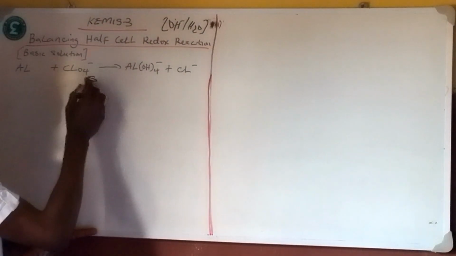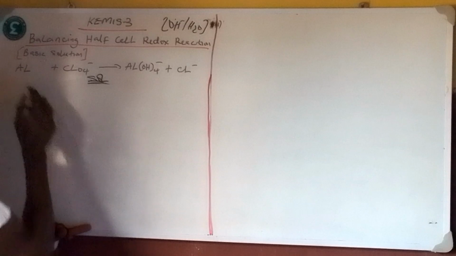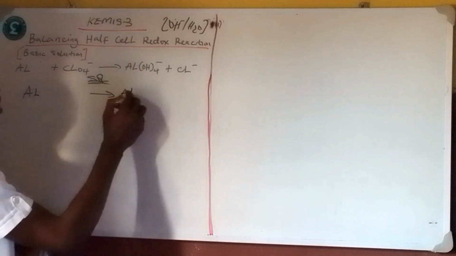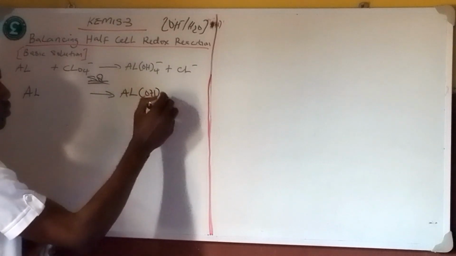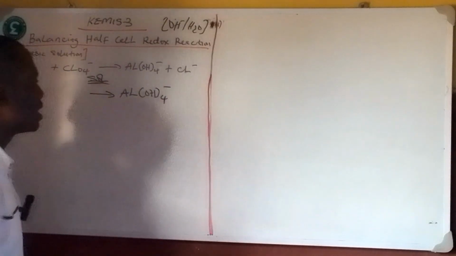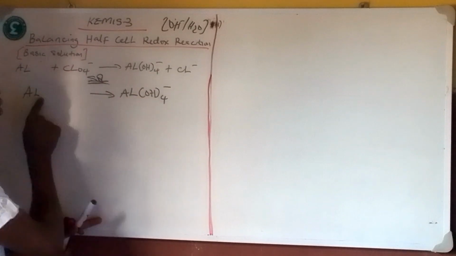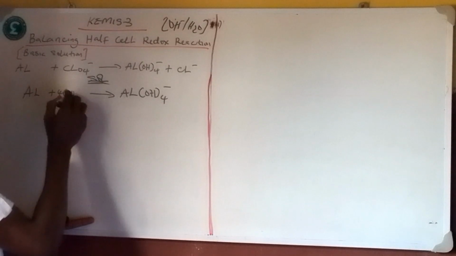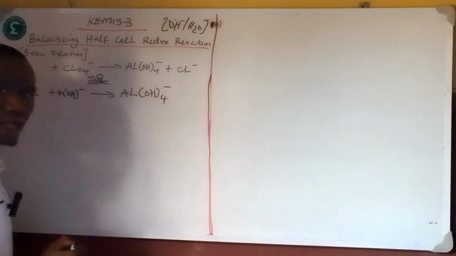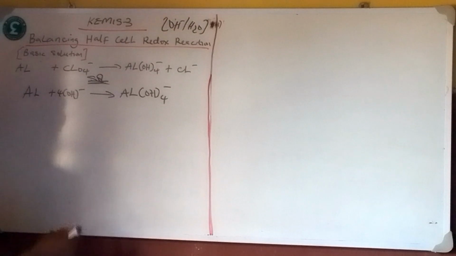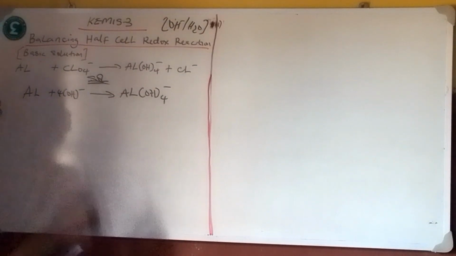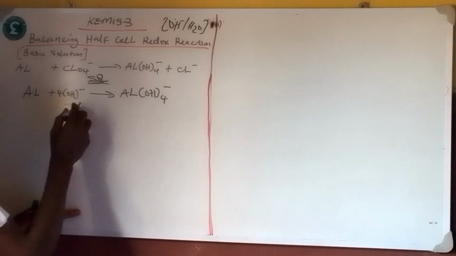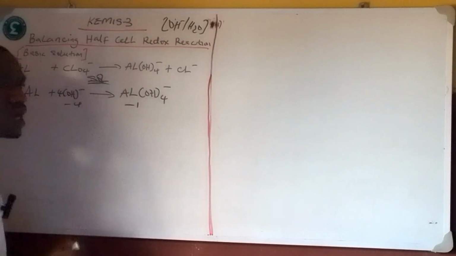Step 1, you need to divide the equation into two halves. I have aluminium, which gives me aluminium hydroxide. The first thing to notice is that there are 4 hydroxyl on the product side and no hydroxyl here, so I'm going to add 4 hydroxyl to the reactant side. Now the hydroxyl is balanced, the aluminium is balanced, but the charge is not balanced. I have a charge of -4 over here and a charge of -1 over here.